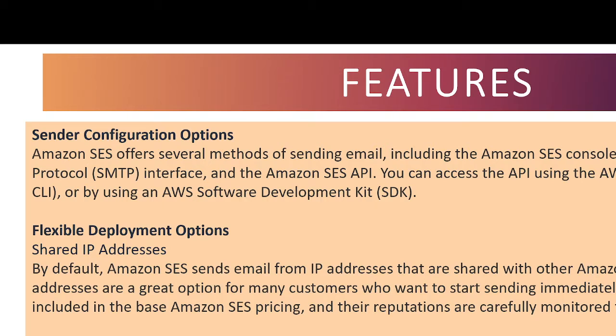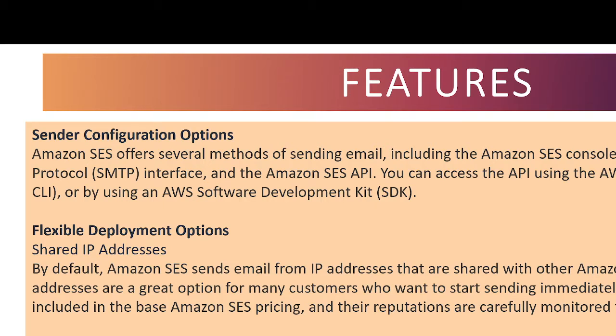The second one is flexible deployment options. Shared IP addresses. By default, Amazon SES sends email from IP addresses that are shared with other Amazon SES customers. Shared addresses are great options for many customers who want to start sending immediately with established IPs. They are included in the base Amazon SES pricing, and their reputations are carefully monitored to ensure high deliverability.